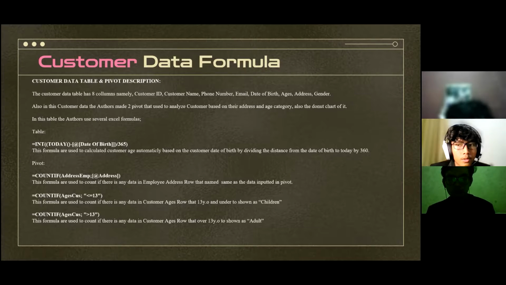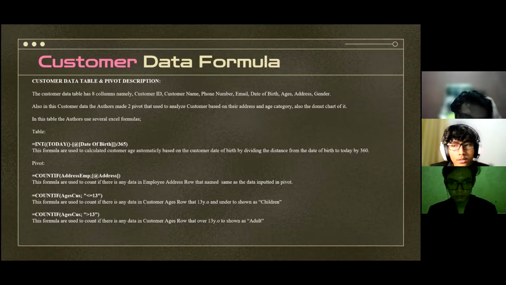The next formula, COUNTIF, this formula is used to count if there is any data in the customer age row that is 13 years old and under, to be shown as children. Next COUNTIF formula, this formula is used to count if there is any data in the customer age row that is over 13 years old, to be shown as adult.